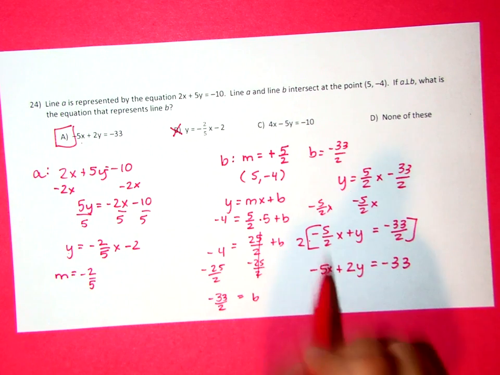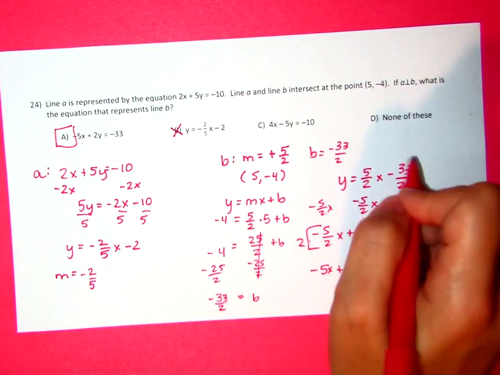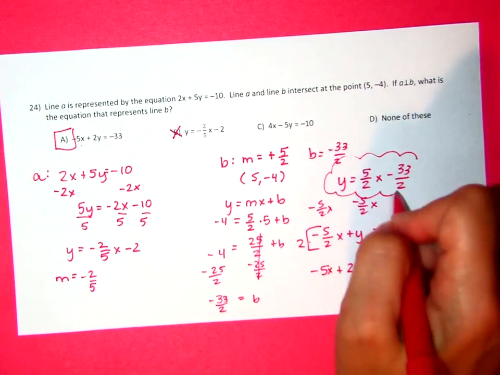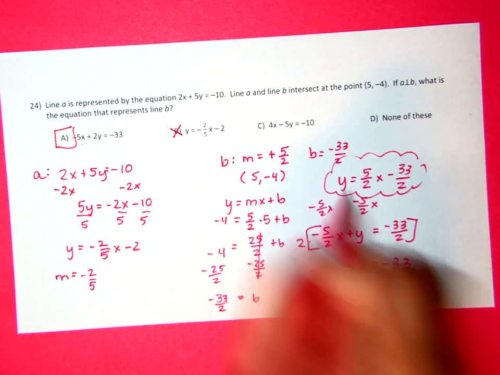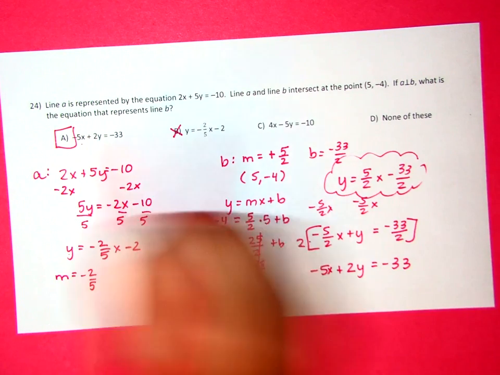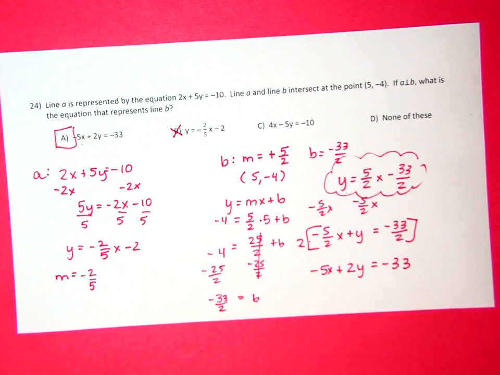If you did not like what I did here, another option you had was, once you knew that this was your equation from before, then you could have solved this for y to see that they would both match. So if you didn't like what I did here, just solve both of these for y and see if either one of them matched, and you would have found it would have been answer choice A.